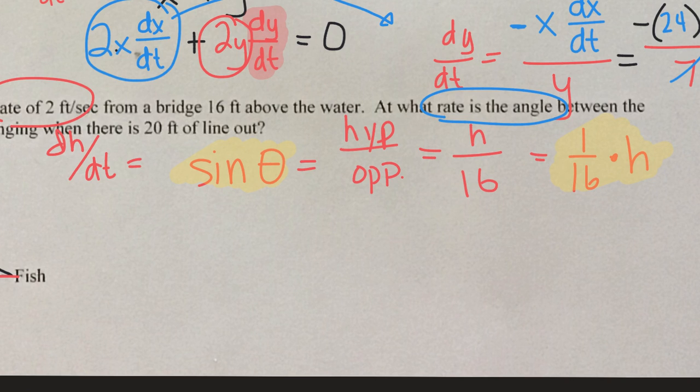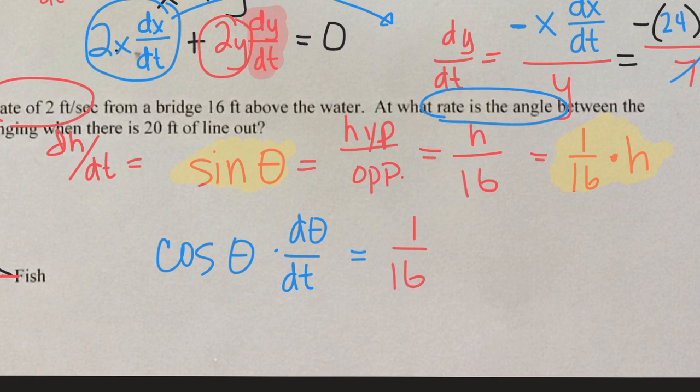So what's the derivative of sine theta? Cosine theta times d theta dt. Right, we always have the rate of change of our variable. Theta is a variable with respect to time. Equals, on the right side, our constant is 1 over 16, and we're going to take the derivative of h with respect to time, which is dh dt. Okay?